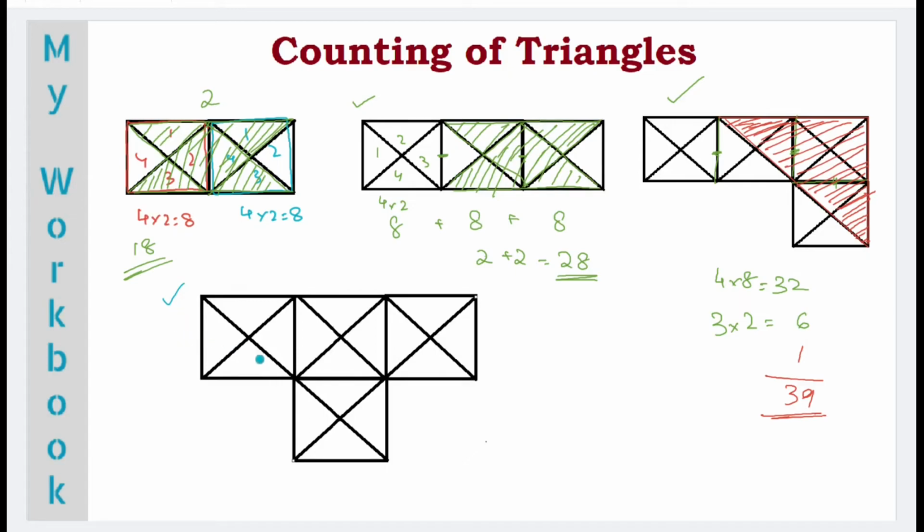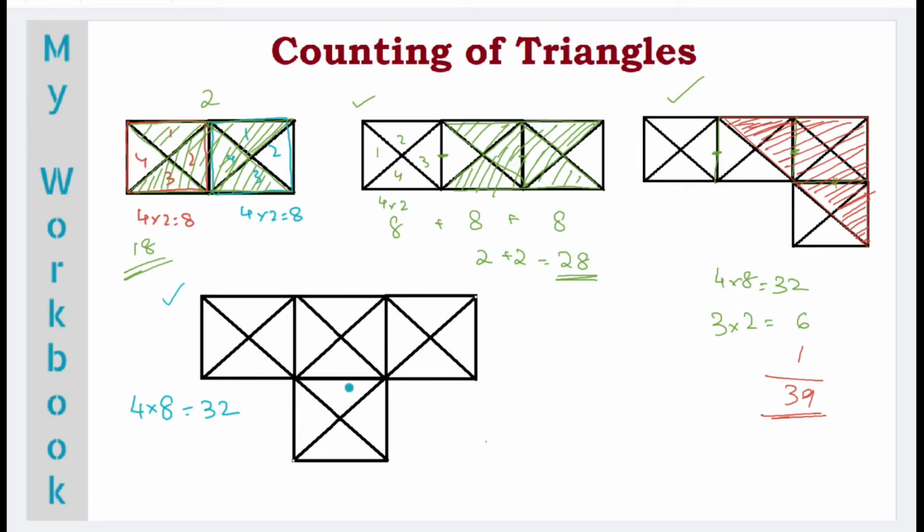There are 4 squares in this image and they are connected to form a T-shaped figure. Each square will have 8 different triangles. So there are 4 squares. Totally there will be 4 into 8, 32 triangles from the 4 squares.